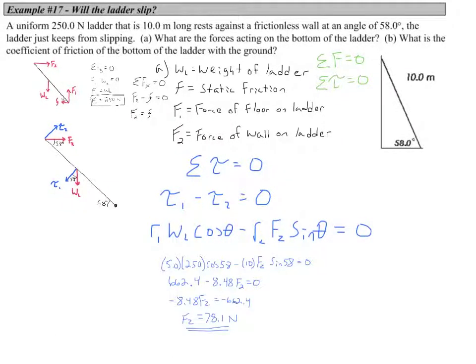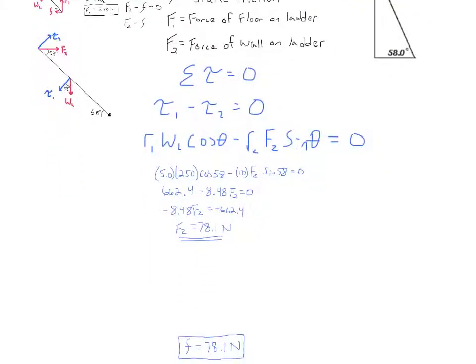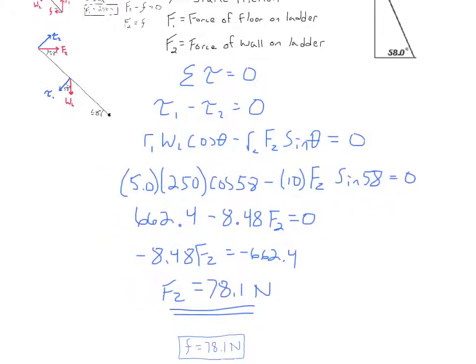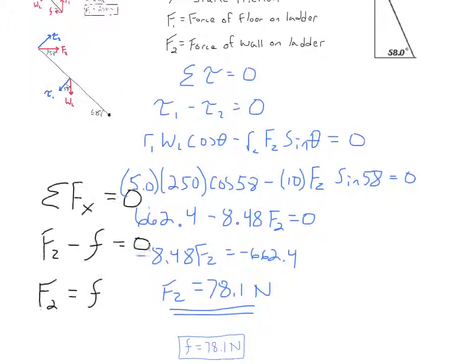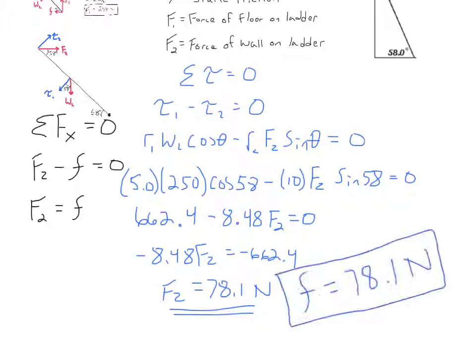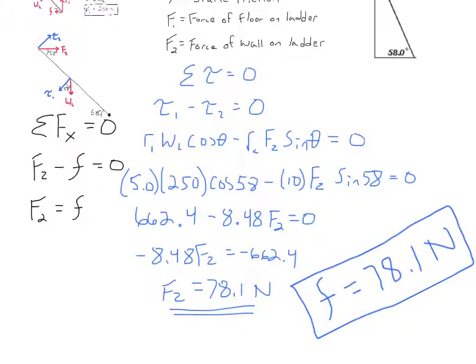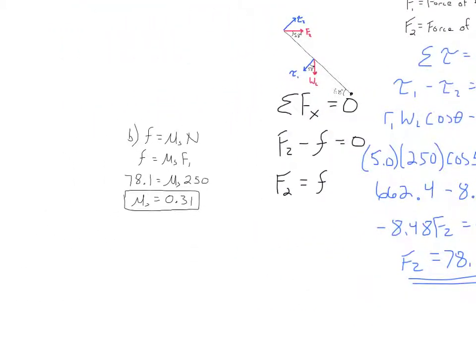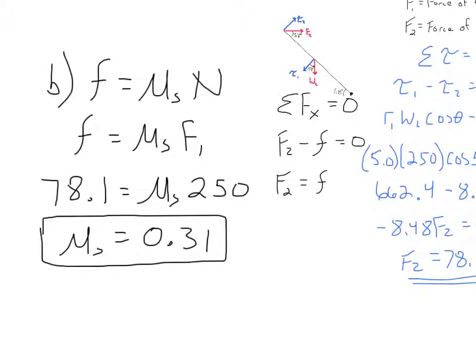Now when we substitute in our values, we get this right here, and solving for F2, we get 78.1 newtons. But remember what we said when we were analyzing our forces: F2 is equal to the frictional force. Therefore, our answer is 78.1 newtons. So when we go to solve for part B, we put that 78.1 newtons in for the force of friction, and we get a coefficient of friction of 0.31.